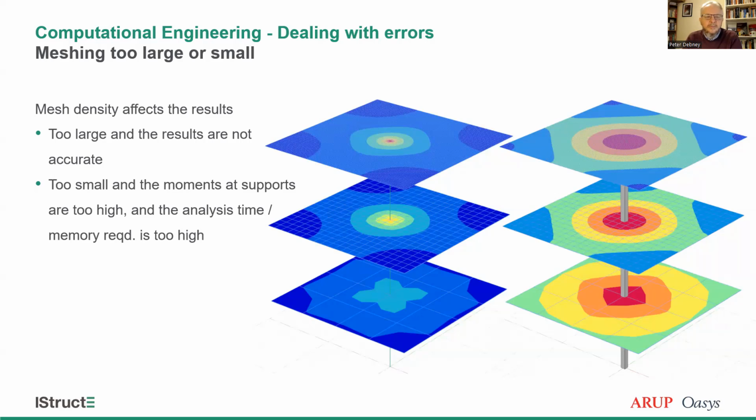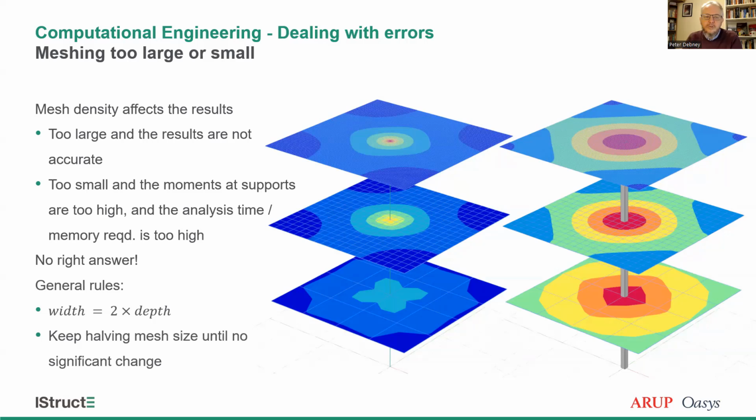Now, the problem is that between too large and too small, there is no one right answer to mesh size. You have to use your engineering judgment. Classic rules of thumb: a mesh size of about twice the thickness or the depth of the element is a good size. If it's much smaller than that, you're probably overdoing it, especially taking into account the inaccuracies in our knowledge of what will actually be built.